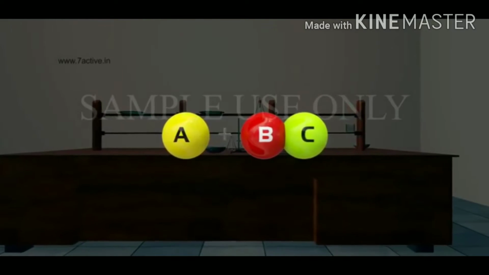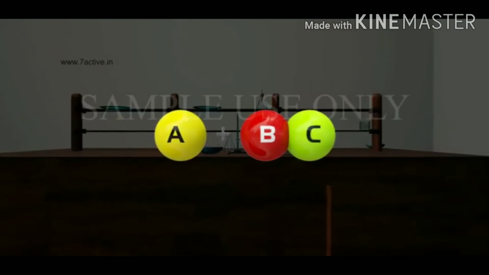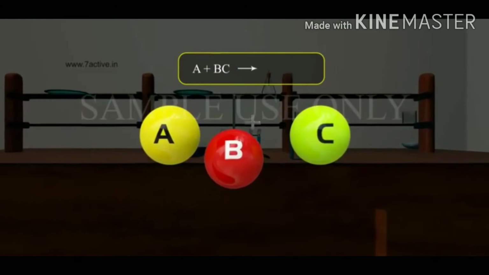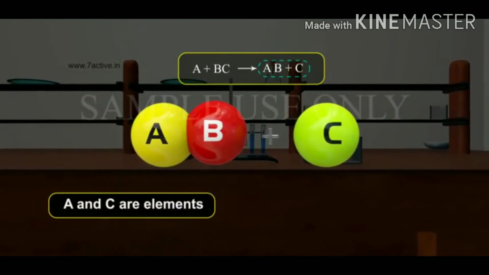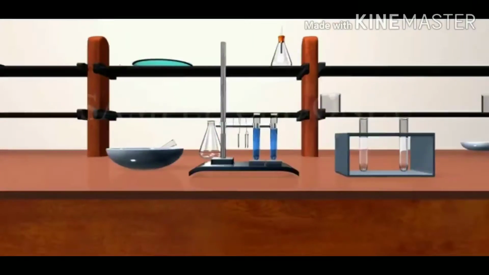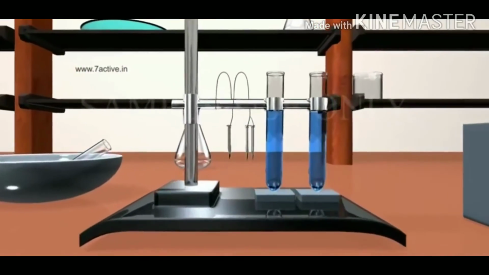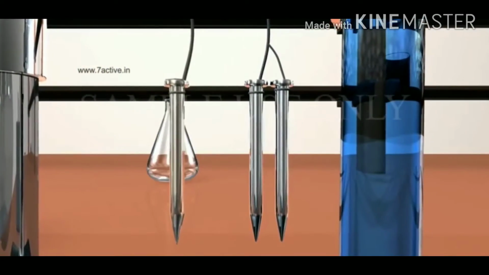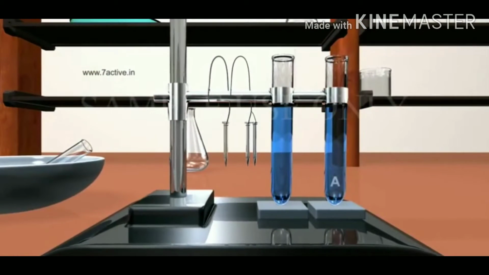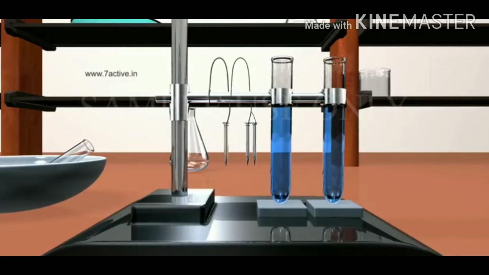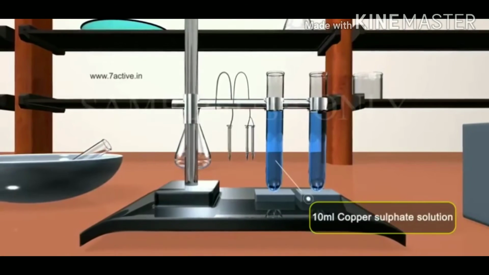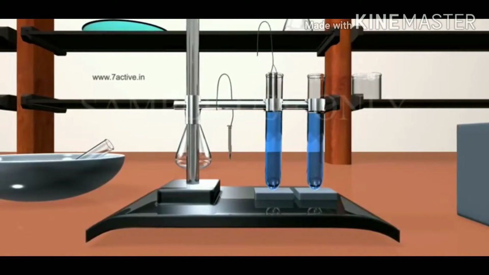As you know, it is a reaction in which one element reacts with a compound and replaces another element in the compound. So A plus BC forms AB plus C. Here A and C are elements, BC and AB are compounds. So to carry out this reaction, first take 3 iron nails, rub them with sandpaper. Then take 2 test tubes, fill them with the copper sulfate solution. Take 10 ml of copper sulfate solution in the test tube.